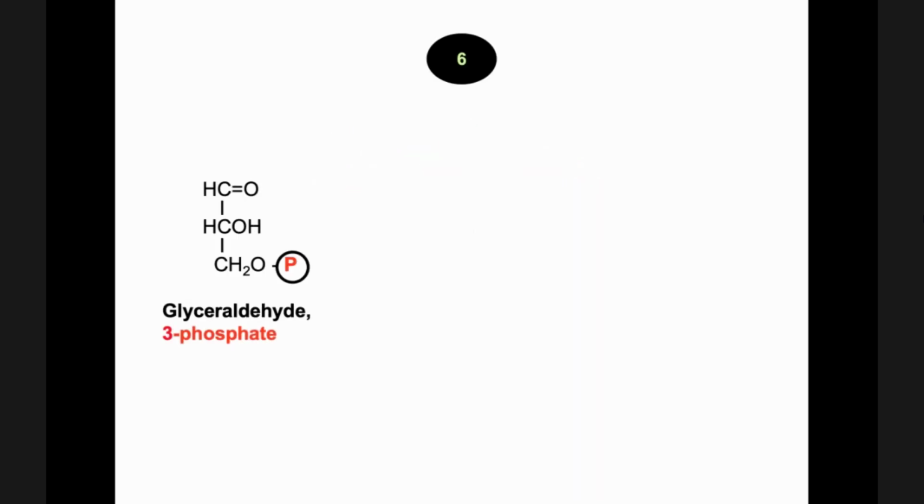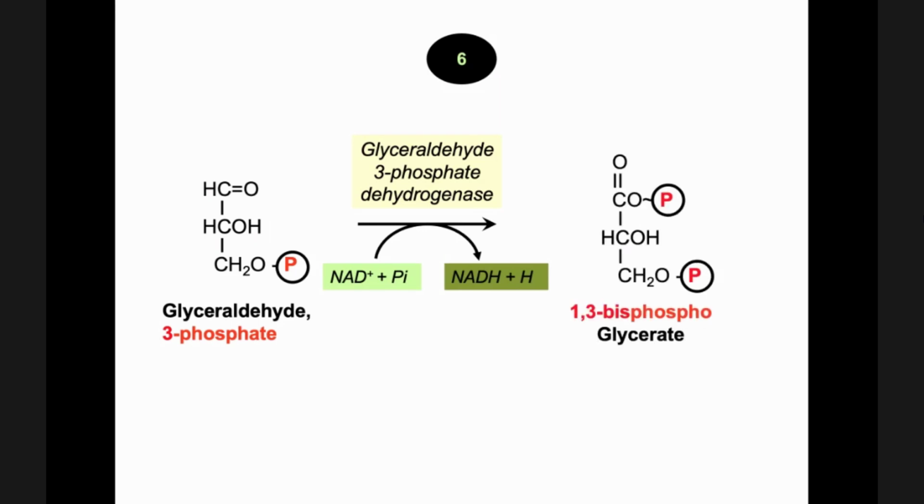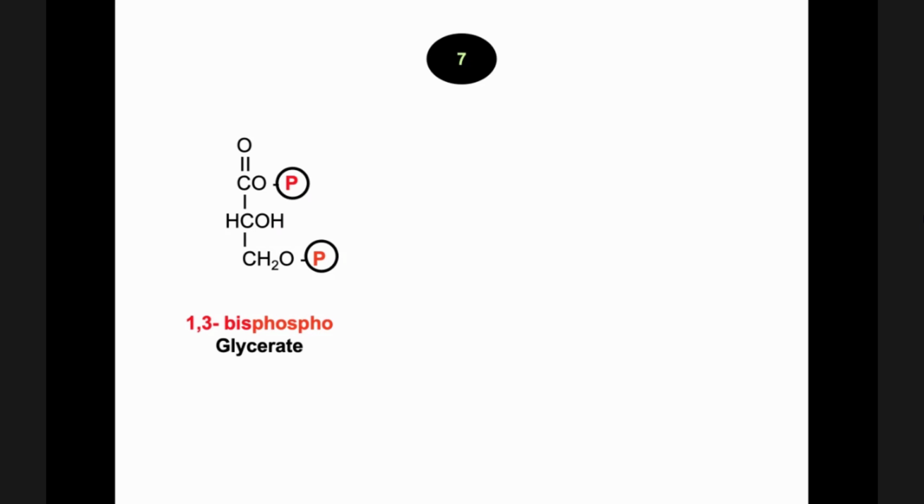And the first step in the payoff phase: each glyceraldehyde phosphate will go through this reaction. So in presence of glyceraldehyde 3-phosphate dehydrogenase, and in presence of NAD and inorganic phosphate, we will produce the reduced form of NAD, which is NADH, and we will add another phosphate to the carbonyl group to have 1,3-bisphosphoglycerate. Okay, so we add more phosphate groups in this step, but in the same way, we produce an energetic molecule, which is NADH, which will be used later in order to produce energy.